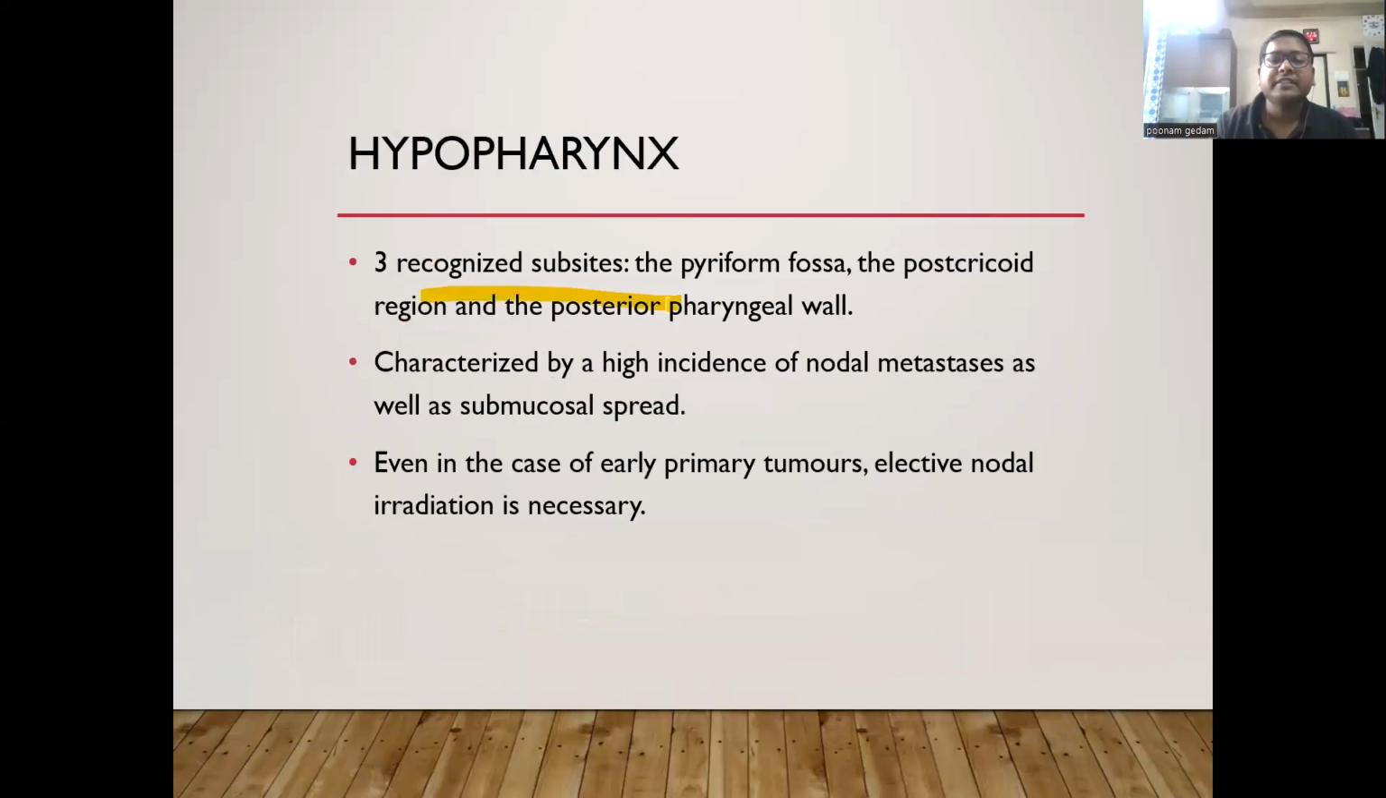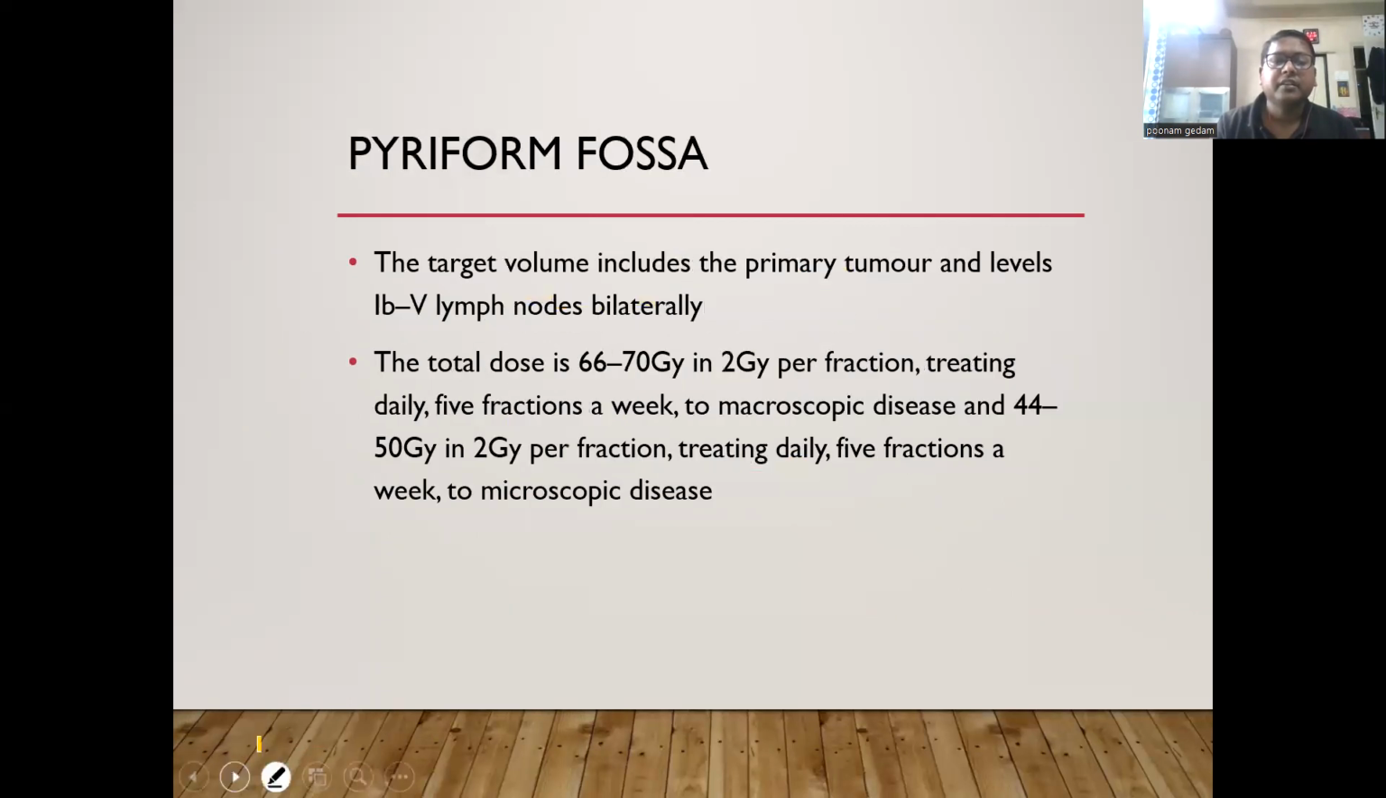Hypopharynx has three recognized sites: the pyriform fossa, post-cricoid region, and posterior pharyngeal wall, characterized by a high incidence of nodal metastasis as well as some mucosal spread. Even in cases of early primary tumors, elective nodal irradiation is necessary. For pyriform fossa, the target volume includes the primary tumor and level 1B to 5 lymph nodes bilaterally. The total dose is 66 to 70 grays in 2 grays per fraction, 5 fractions a week, to macroscopic disease, and 44 to 50 grays in 2 grays per fraction to microscopic disease.